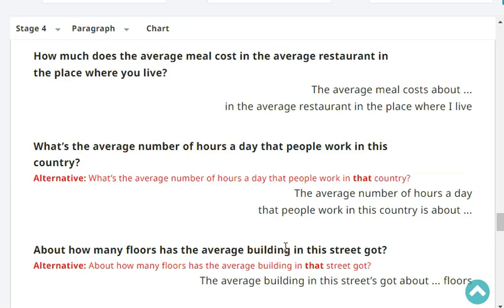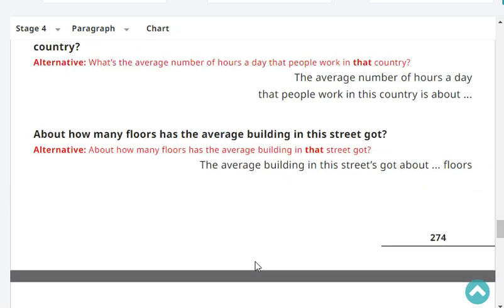What's the average number of hours a day that people work in your country? The average number of hours a day that people work in my country is about 8 hours. Very good.